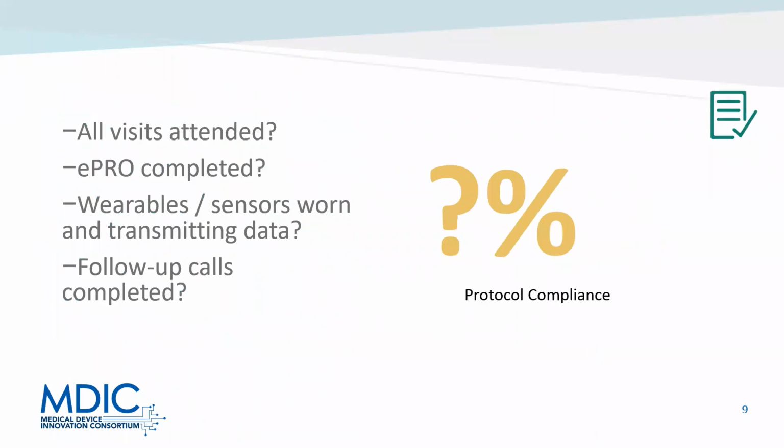And even if you have a patient who's technically still contactable and in the study and hasn't dropped out, what's the protocol compliance like? Were all visits attended? Was their ePro completed? We're using a lot more wearables and sensors to collect data. Was that worn properly? Was it transmitting all the right data? Did they complete any follow-up calls that might be needed annually, etc.? So there's a lot of different factors to get us to the point where we can actually have the valuable data we need to have regulators make the right decisions about products coming to market to help patients.